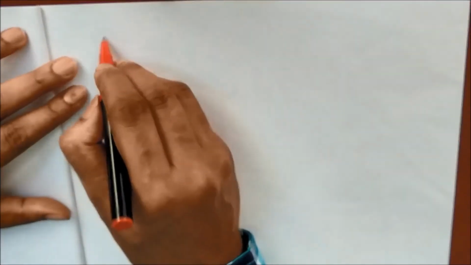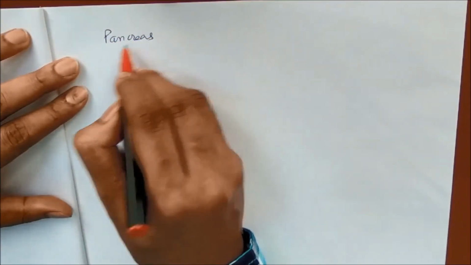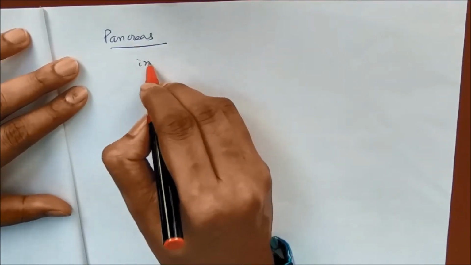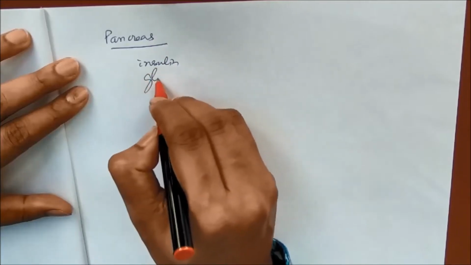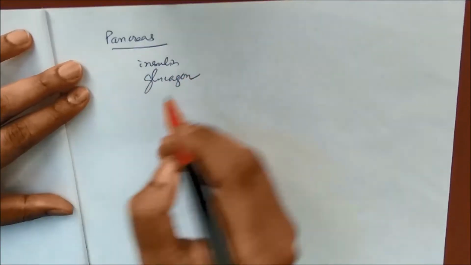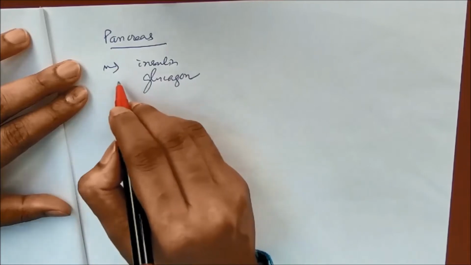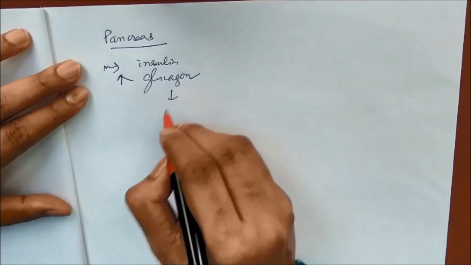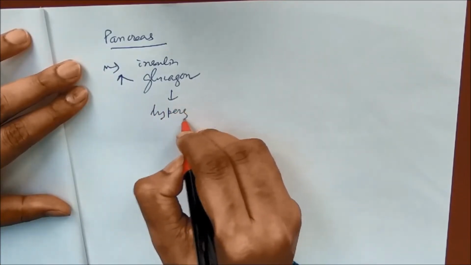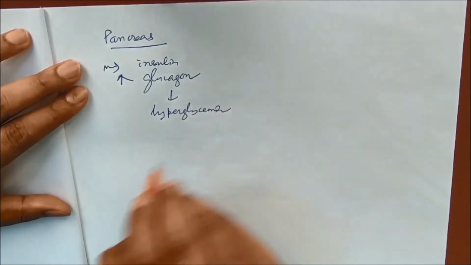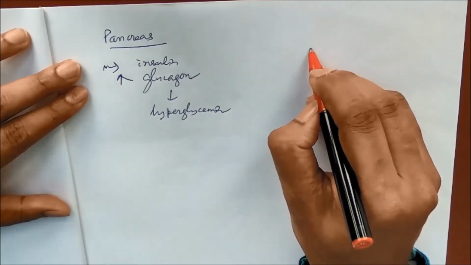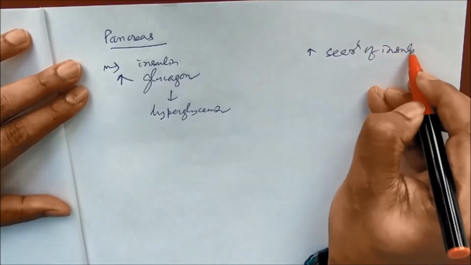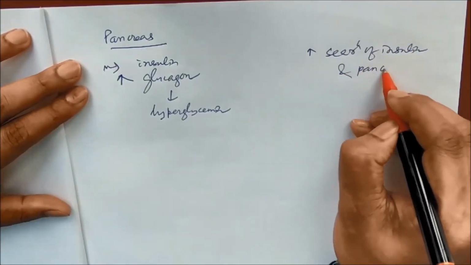Then we'll go to pancreas. In the pancreas, two secretions are there, insulin and glucagon. So there is inhibition of insulin secretion and increase in glucagon secretion. This is sympathetic action because we know there is hyperglycemia. And here parasympathetic increases secretion of insulin and other pancreatic enzymes.